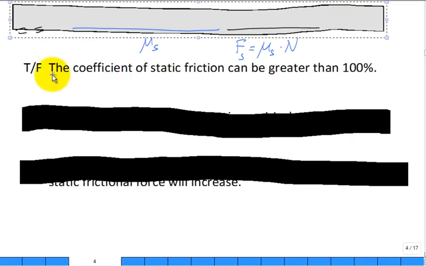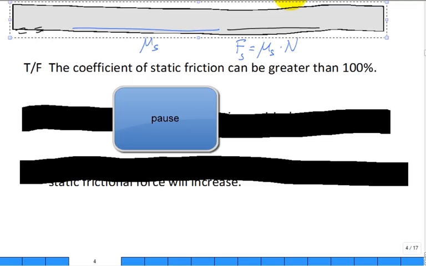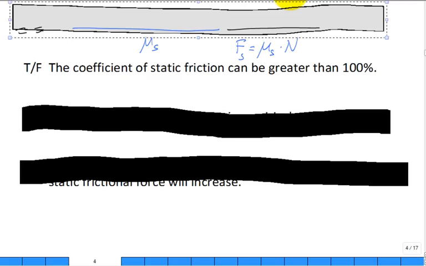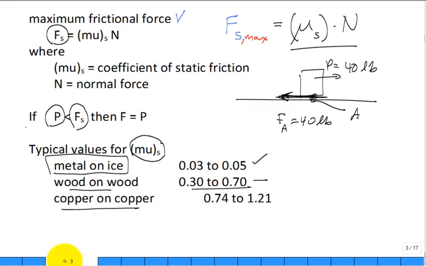Let's continue on. The coefficient of static friction can be greater than 100%, true or false? Well, this is one of those where I knew I was going to ask this question, so I didn't sit there on the previous slide and say, look at this number. But right now I want to go back to that previous slide and say, look at this number. What about this number right here? Isn't that interesting? Most people will answer the way you answered, even if I ask seniors about ready to graduate.